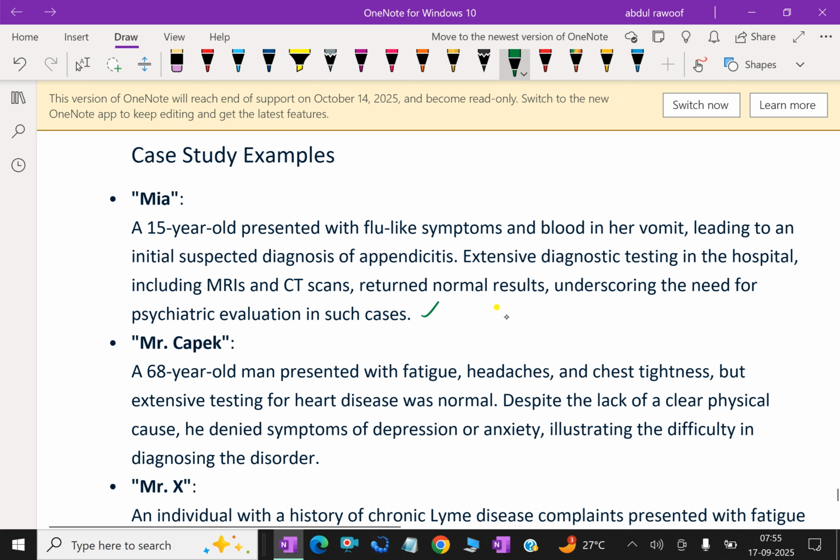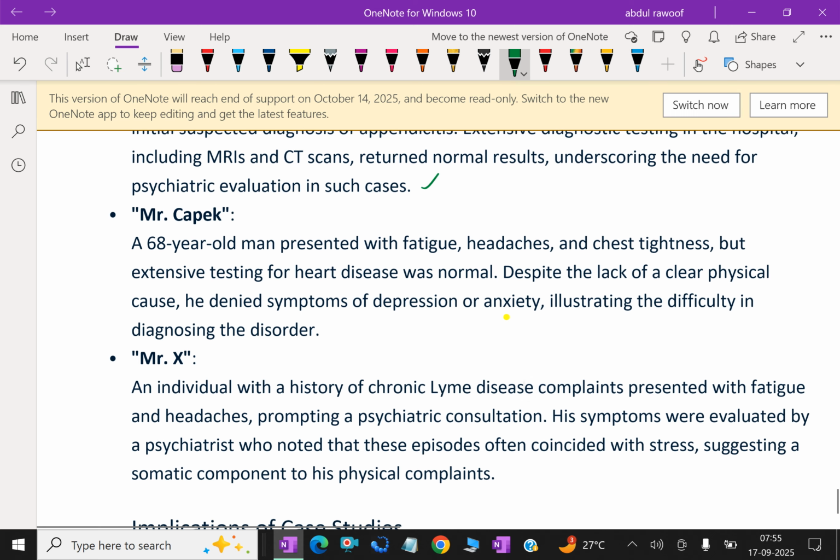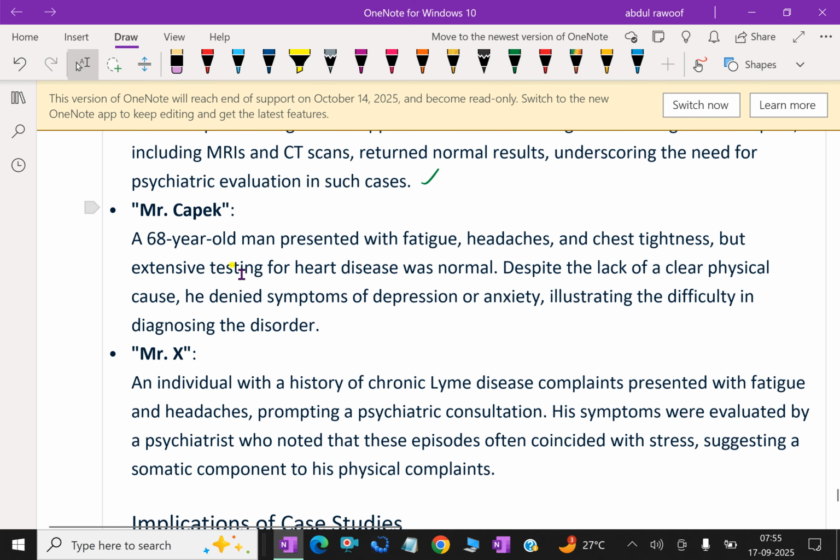Mr. Capek, a 68-year-old man, presented with fatigue, headaches, and chest tightness, but extensive testing for heart disease was normal. Despite the lack of clear physical cause, he denied symptoms of depression or anxiety, illustrating the difficulty in diagnosing the disorder.